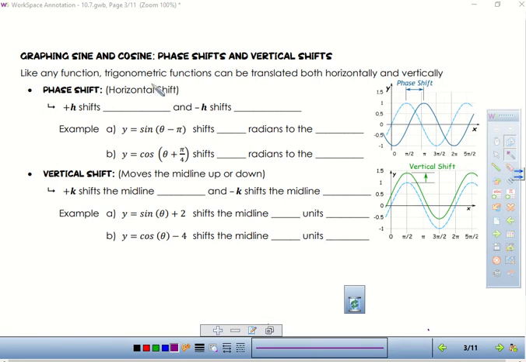So like most functions, when we have a positive h, it actually shifts to the left. Does everybody remember how horizontal shifts are actually backwards in the sign? Same situation for the trig functions. And then a negative h actually shifts it to the right. So this is what a phase shift is going to look like. It's going to shift some amount of radians. In this case, this one shifts pi units, or pi radians, to the right because it's negative.